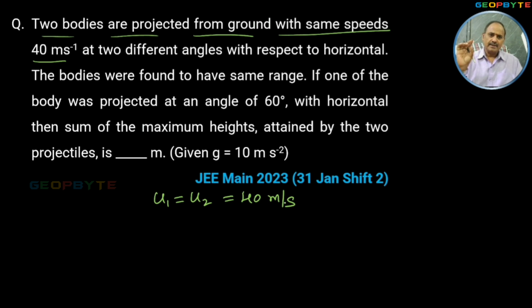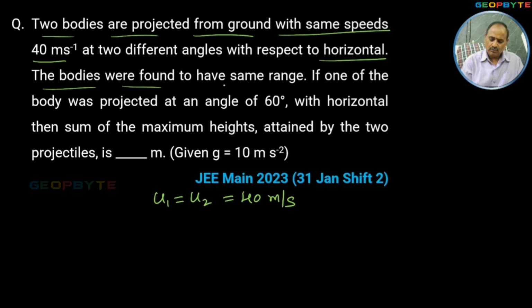Two bodies are projecting from the same point, right? From the same point, two bodies are projecting from the ground with the same initial velocity U1 equal to U2, that is equal to 40 meter per second, at two different angles. That means theta 1 and theta 2 are different with respect to horizontal.